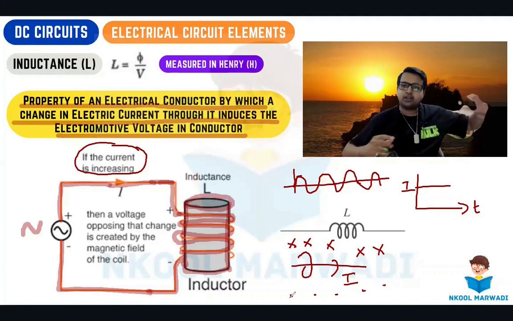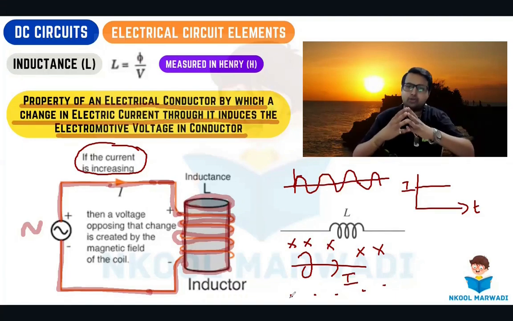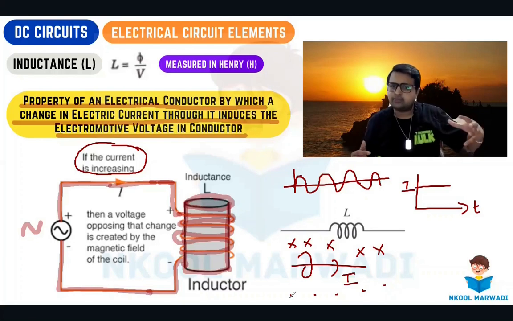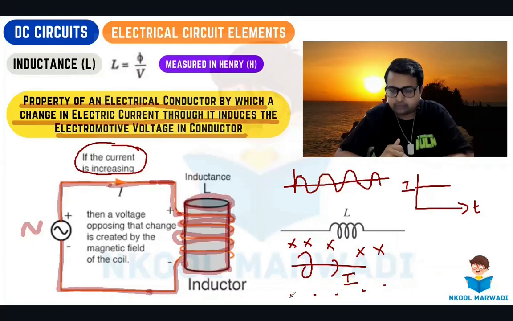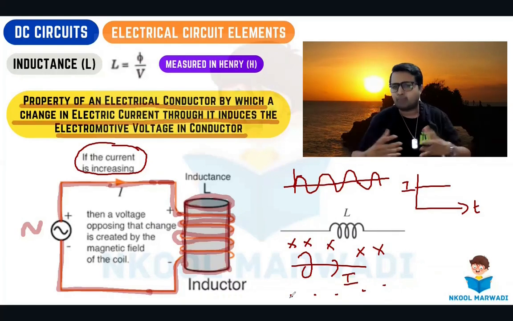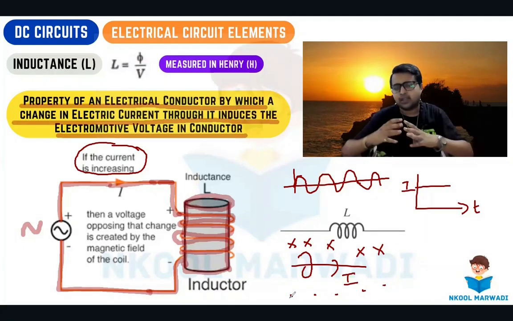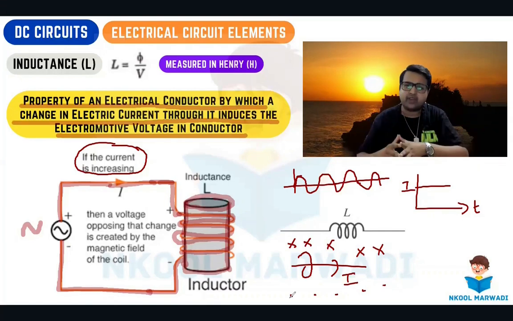Like opposition to the constant current is resistance. If I am having a constant current, the opposition to that is the resistance. Similarly, opposition to the AC current or the changing current, that is the inductance. So inductance is an inherent property of a material. Every material has got some inductance. Some materials have a very high inductance, and some might have very little inductance.